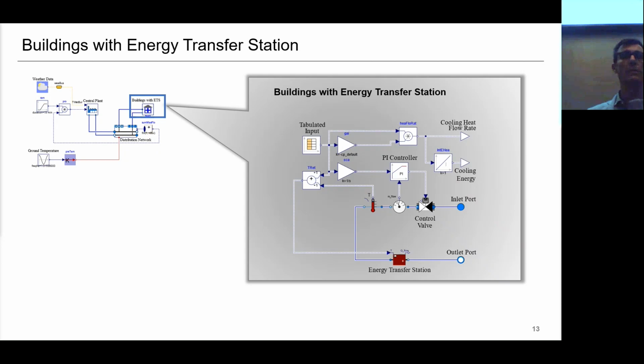Then connected to this distribution network are the energy transfer stations. In this particular example, we implemented a very simple energy transfer station because we had measured the loads from the different substations, and the approach here was to have an ideal heat exchanger that just extracts that capacity out of the fluid stream, and it regulates the water stream that's being fed through this energy transfer station.